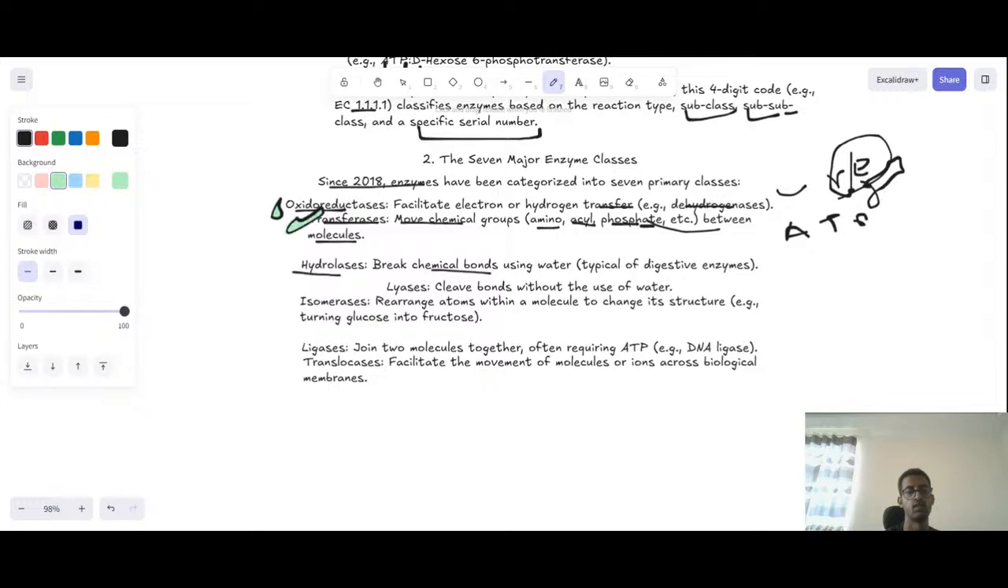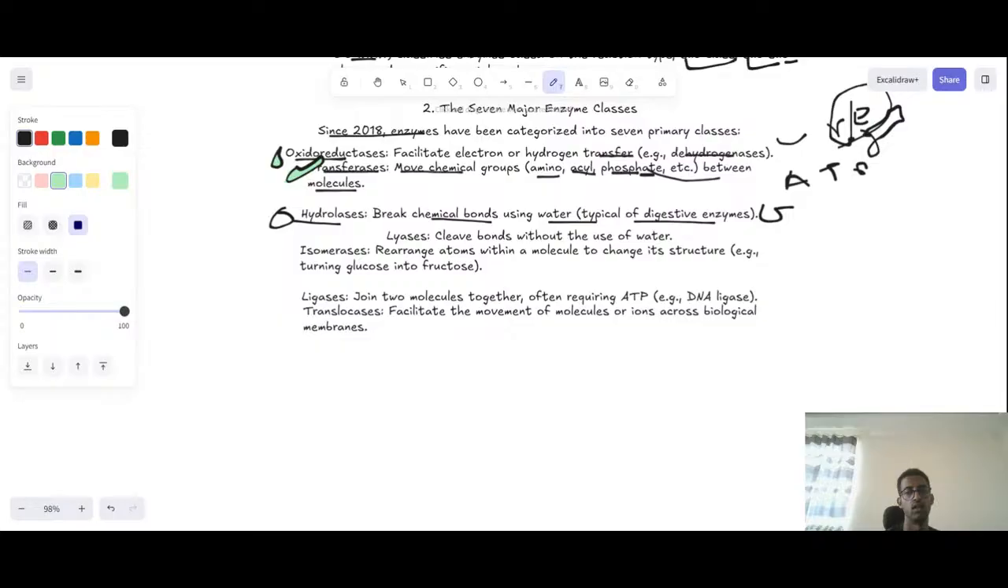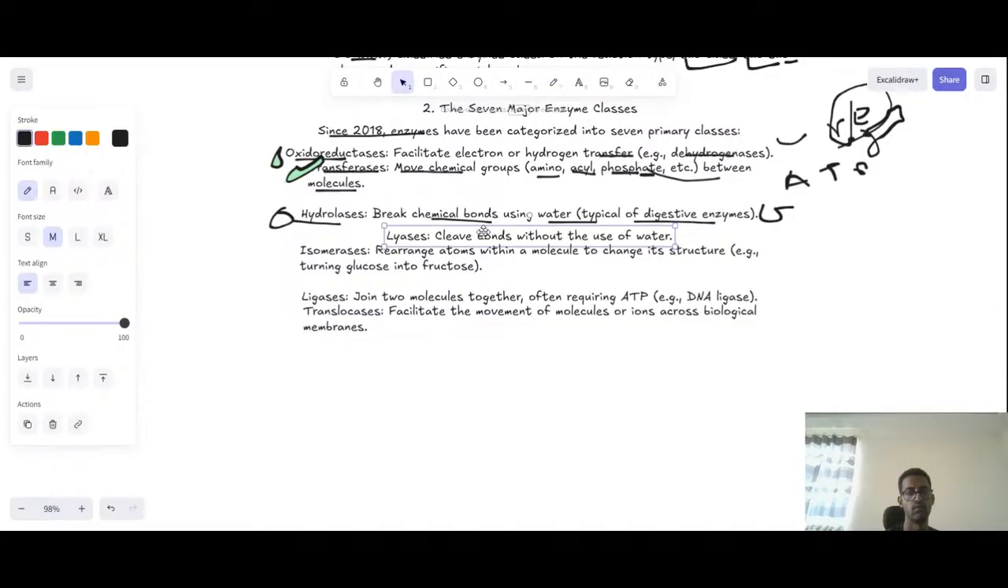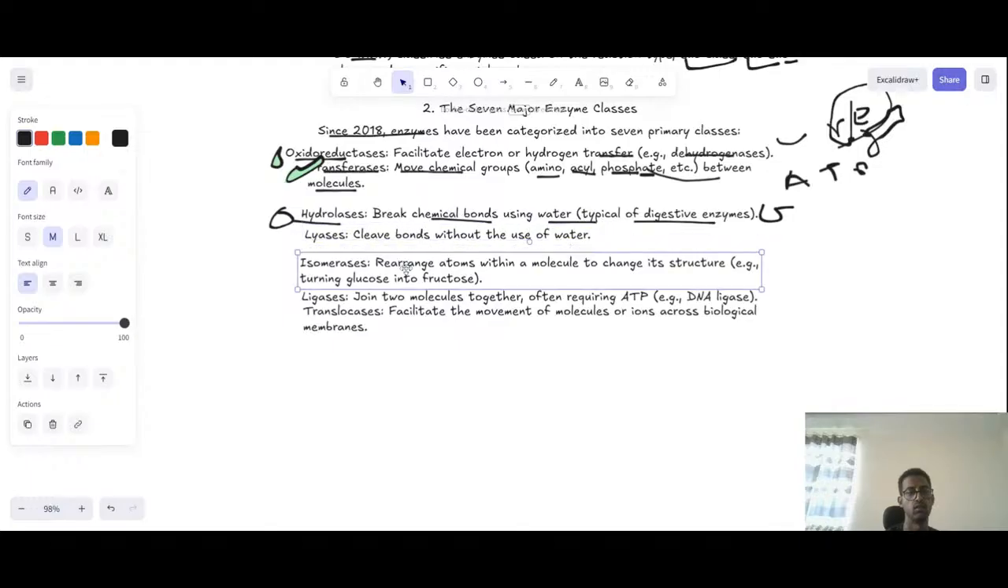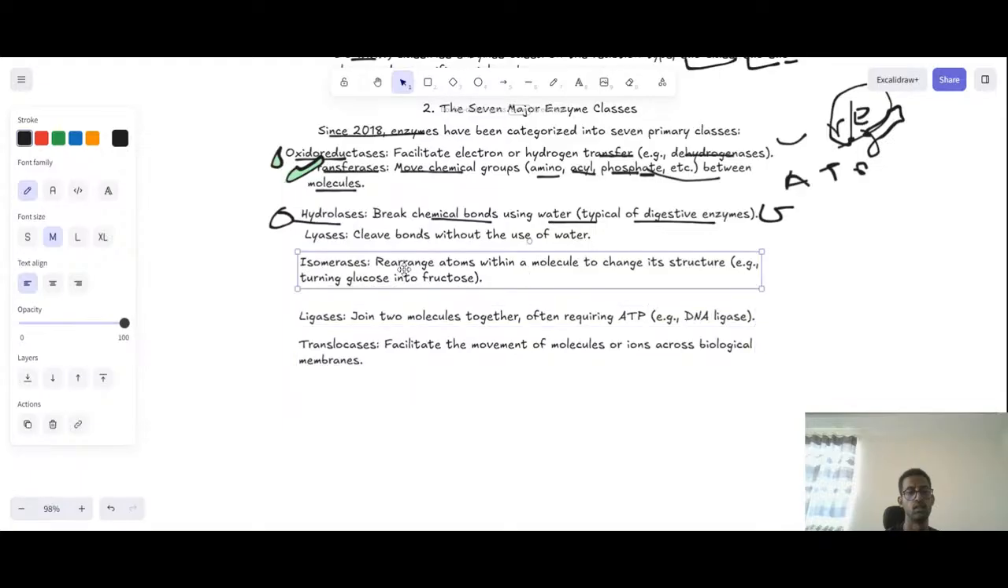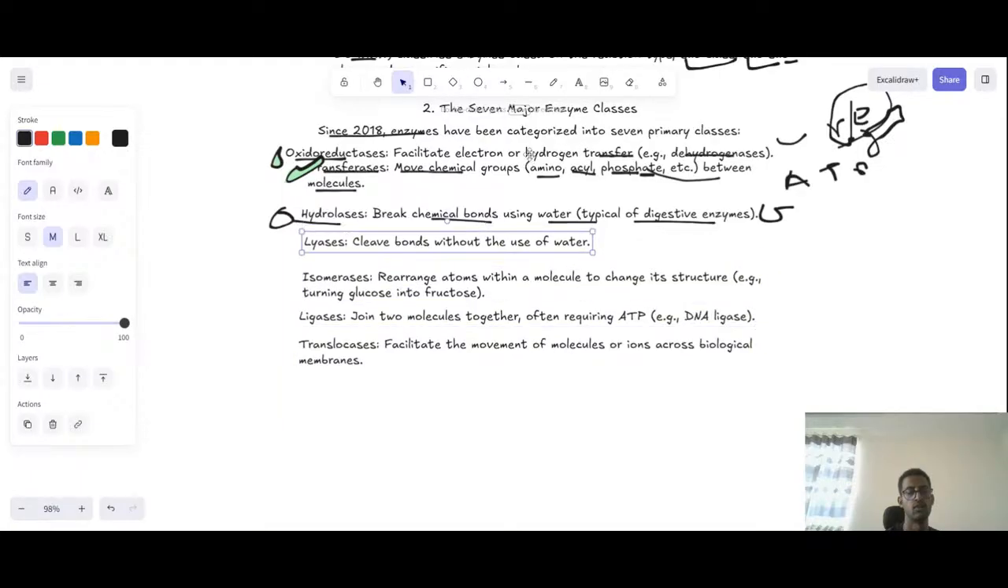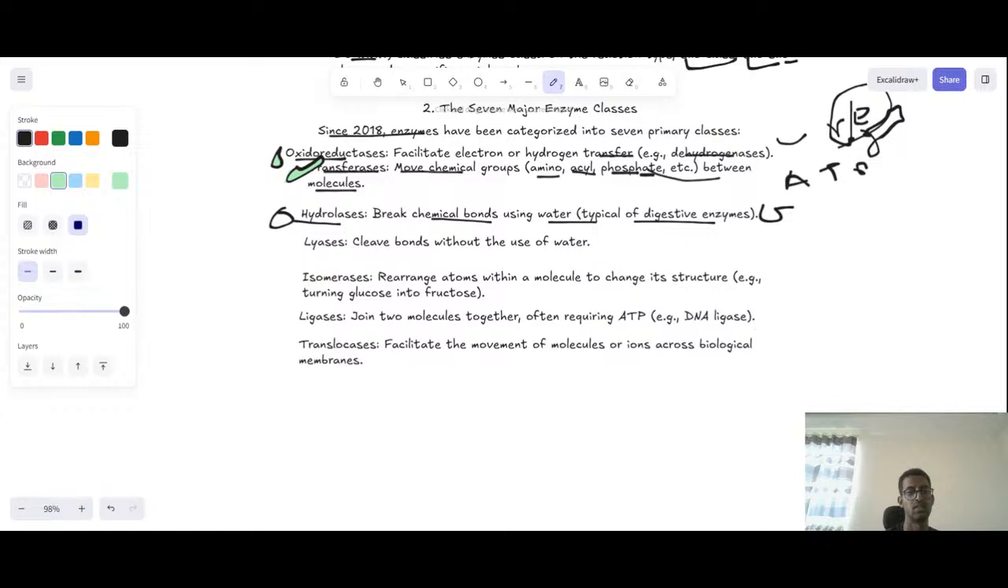Hydrolase breaks chemical bonds using water. So all digestive enzymes hydrolyze. Lyase enzymes cleave bonds without the use of water. Okay, you don't use water. Without the use of water.